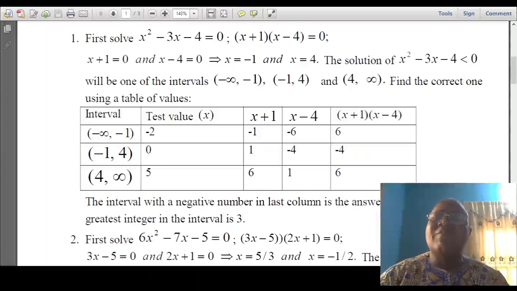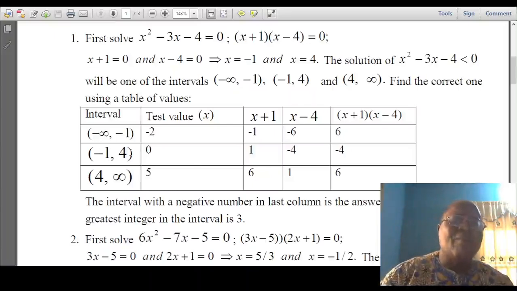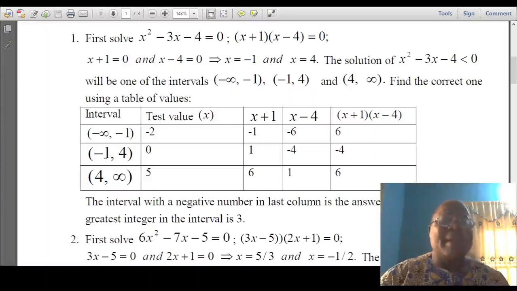Which of these values, according to the problem, is less than 0? Of course, you see, minus 4 is less than 0. And which interval has that solution? That is minus 1 and 4. So the solution to the problem becomes this interval, between minus 1 and 4. Yes, that's the only interval with a negative number in the last column. Then, of course, we know that the greatest integer between minus 1 and 4 is 3.